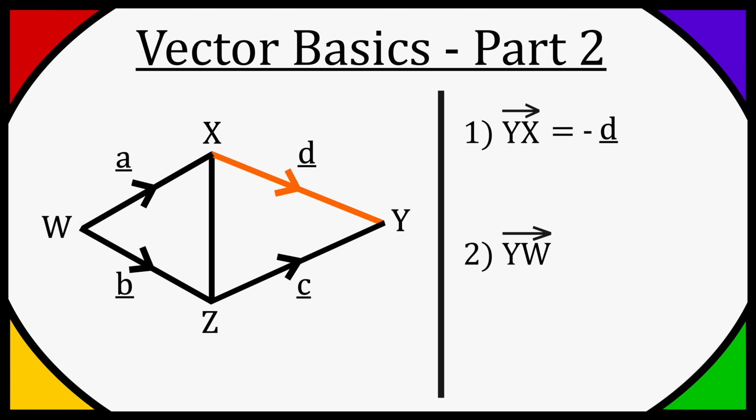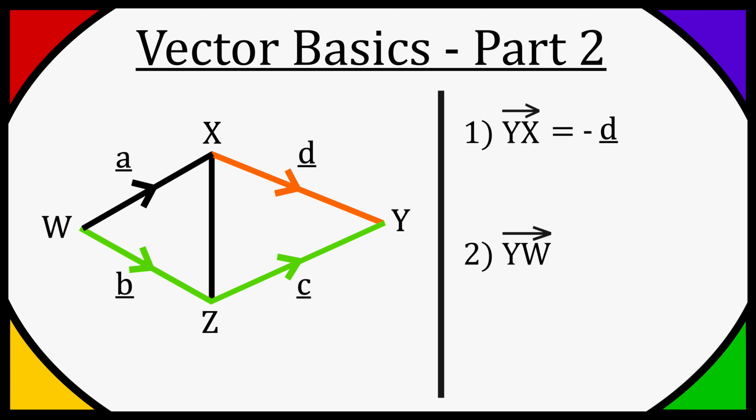Now let's do yw. So how would you get from y to w? There's two routes you can take. Please feel free to pause the video and give it a go. Now I've decided to take this route, and as you can see, they're both going the wrong way. So they're both going from w towards y, but we want to get from y to w.